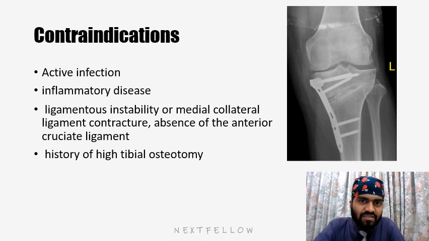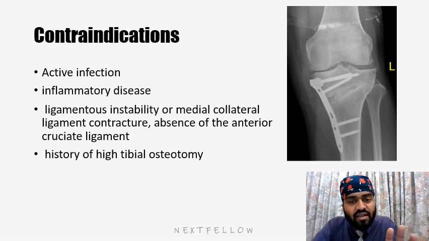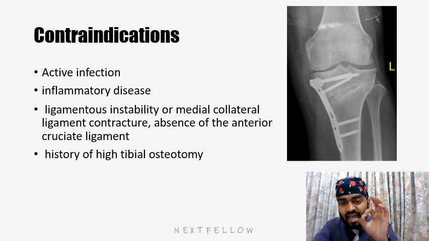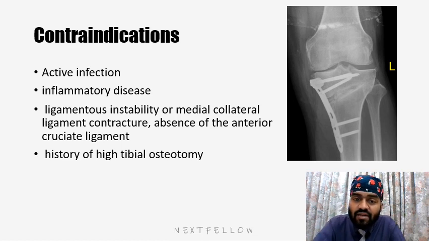Now, after the indications comes the contraindications. The first major contraindication to do a unicondylar knee arthroplasty is active infection. The second is inflammatory disease. Now, the third one is very similar to the first indication. In the first indication, we had read about the intactness of the ACL as well as the PCL. So, any ligamentous instability will be a contraindication to unicondylar knee arthroplasty. And the last contraindication is high tibial osteotomy.